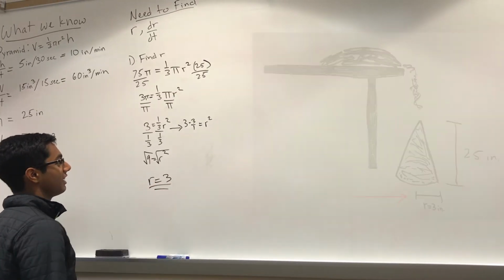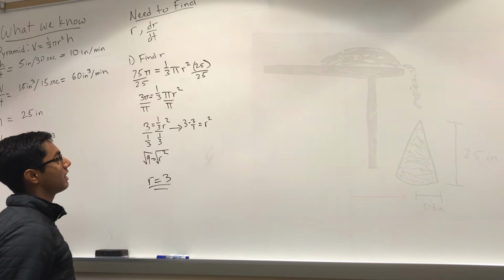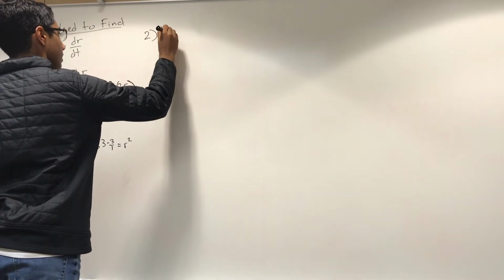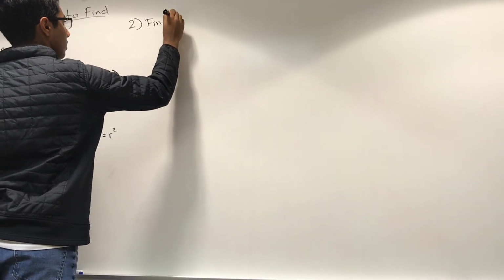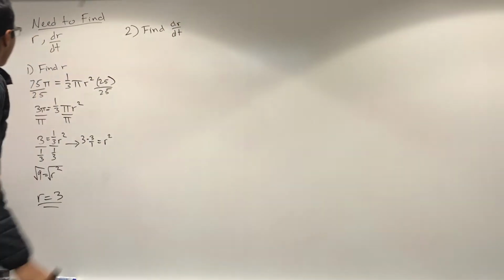However, since the radius cannot be negative, we will disregard -3, which means the radius of the base of the conical pyramid formed by sand is 3 inches. Now that we know the radius, we want to find dr/dt. Now, dr/dt is the rate of change of the radius of the base for every minute in our case.